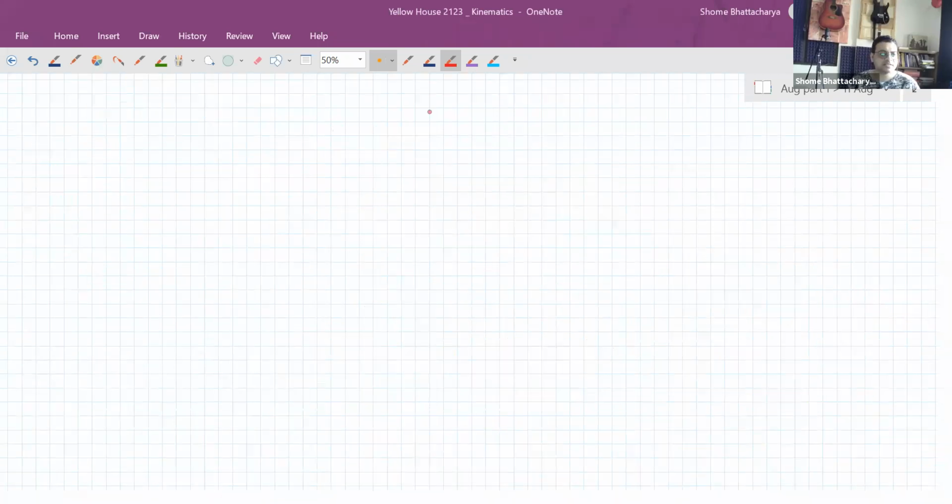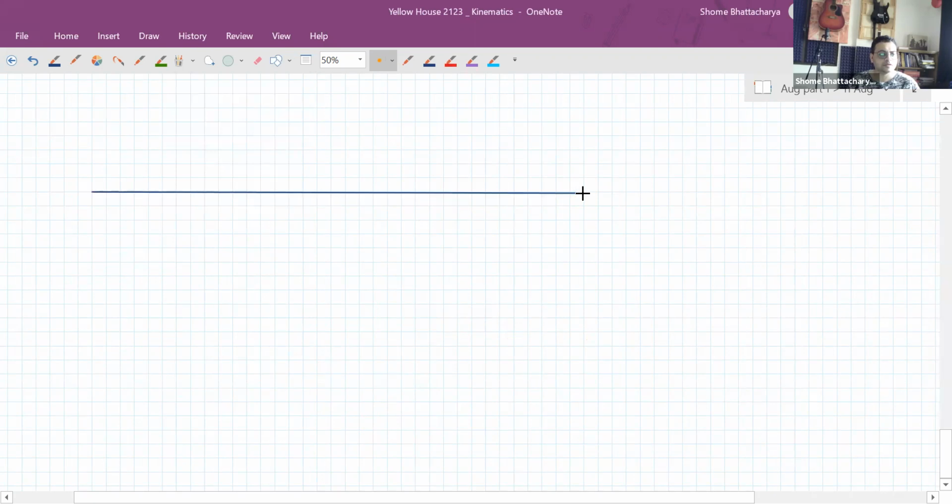So first of all, what does reaction time mean? It means that it takes some time to apply the brakes. So let's say this signal is over here and a car is coming here at an initial speed of u. This is the time t equal to 0, the time when he decides, or you can say when he sees the red light.